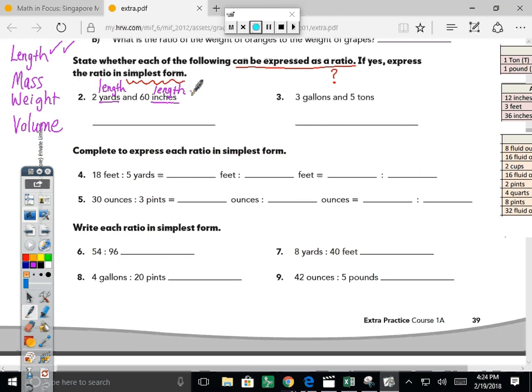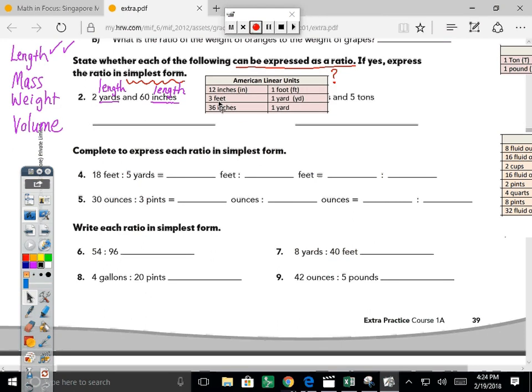I can compare the same type of units. Now here's the challenge. They gave me yards, which we know are quite long, and they gave me inches, which are relatively small. These are not the same size units, but because they measure the same type of thing, I'm going to use conversions to get there. So let's see if I can find some information to help us out.